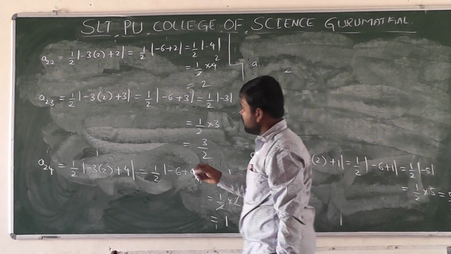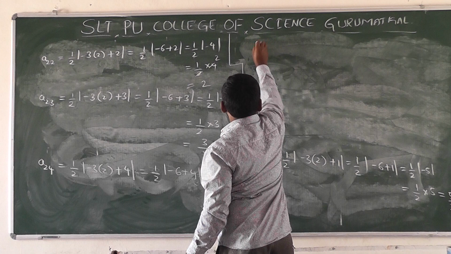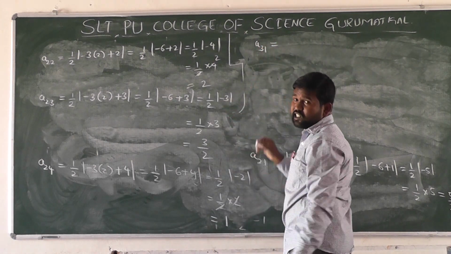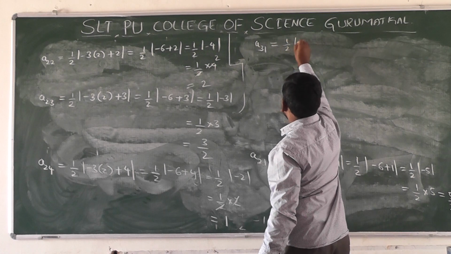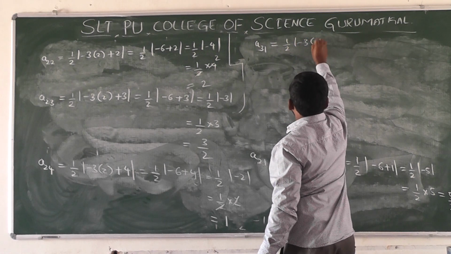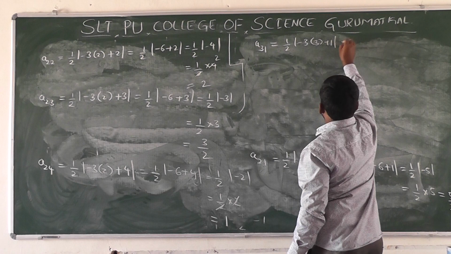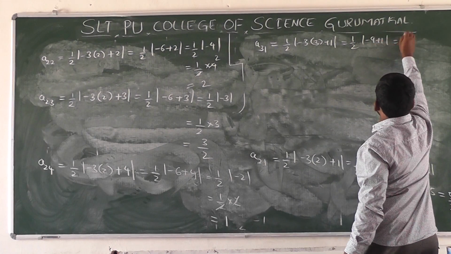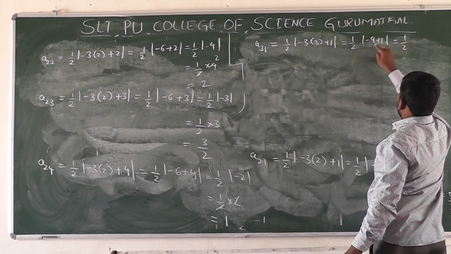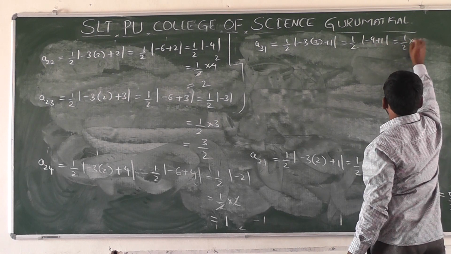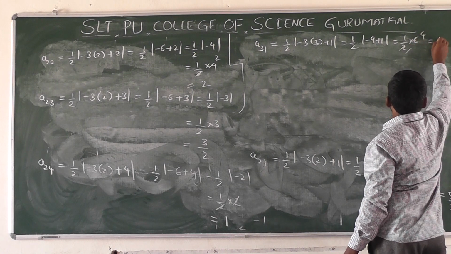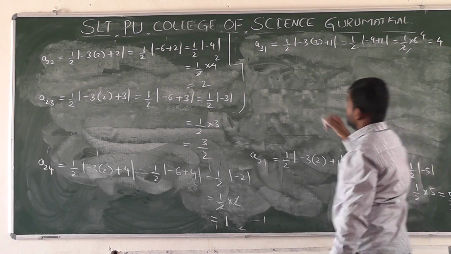Next one, third row, first column element. Right? i is nothing but 3 and j is nothing but 1. 1 by 2 minus 3 into 3 plus 1. Right? 1 by 2 minus 9 plus 1. Minus 9 plus 1 how much here? Modulus of minus 8. Modulus of minus 8 is nothing but plus 8. 2 ones are 2, 4s are 4.